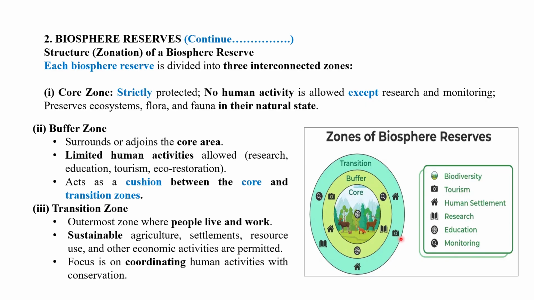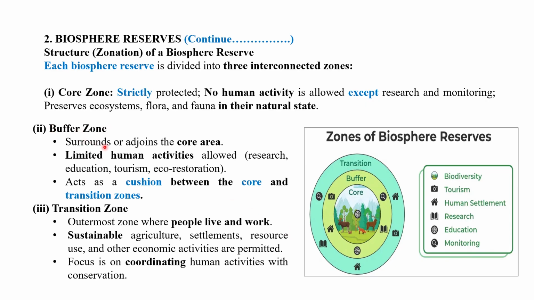Tourism has also been shown by this figure. So tourism is in the transition zone. It is also in the buffer zone, but not in the core zone. Human settlements have also been shown in the figure. Research, education. So for education, one can go into the core of the biosphere reserves. Then monitoring can also be done in the transition and buffer zones. We can see in detail here.